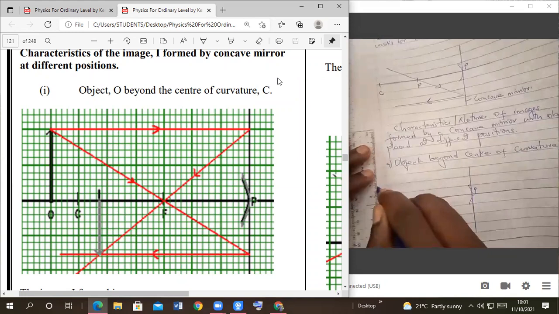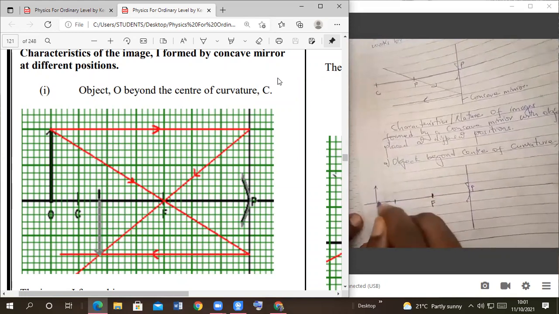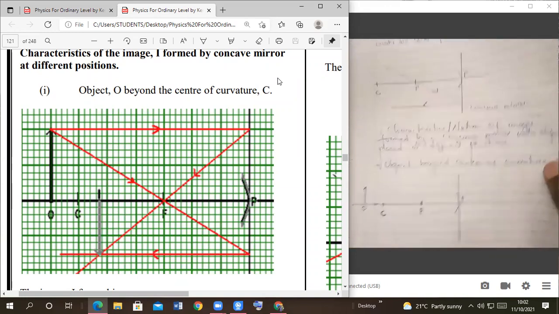Put it to any height of your choice. I can put mine like that. This is my object, which is standing upright. The object must be real. It's standing like that. Okay?